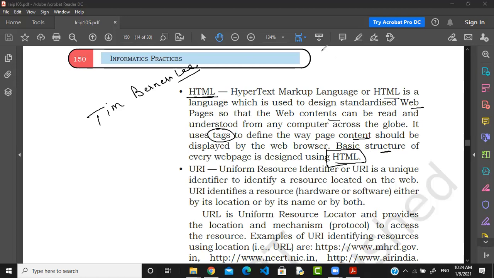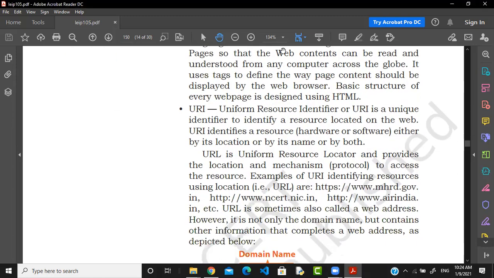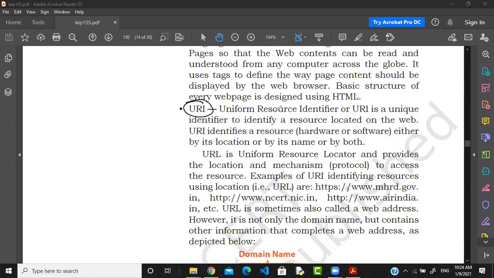Next is the URI. This is also known as the URL, but it is the URI. What is the meaning of URI? The full form of URI is Uniform Resource Identifier, and URL is Uniform Resource Locator. So URI is a unique identifier which identifies a resource located on the web. A URI identifies a resource, that is hardware or software, either by its location, by its name, or by both.